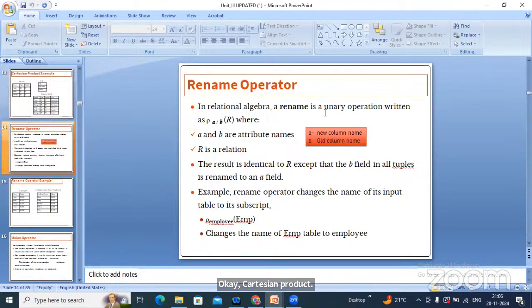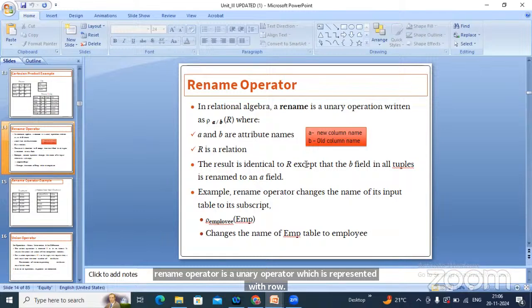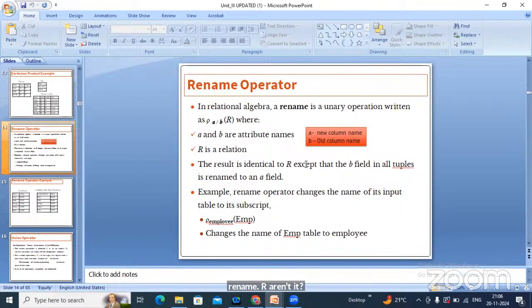Next, rename operator. The rename operator is a unary operator which is represented with rho. R stands for rename, and its representation is also rho. The starting letter is R. You can remember it like that.